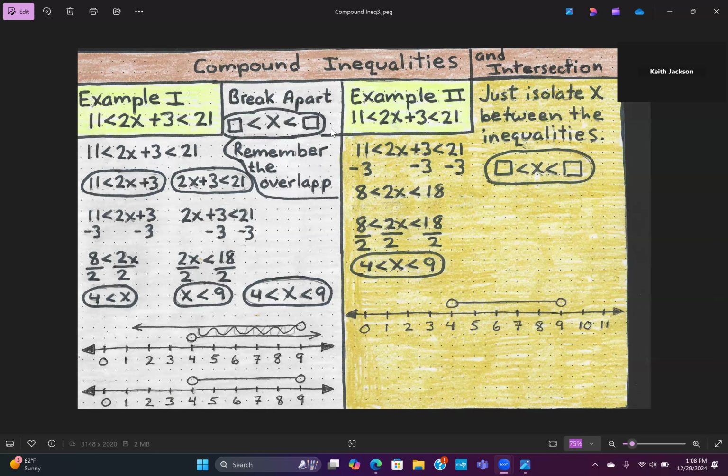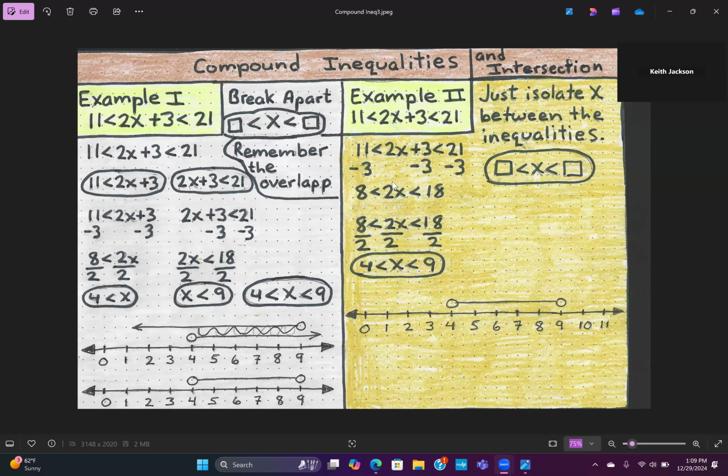And here's what we're going to do. We're actually going to use the same inequality for both examples. You're probably asking why we're going to do that. It's because there are two methods, and you may like one over the other. So I may as well show you what the two methods have to offer.